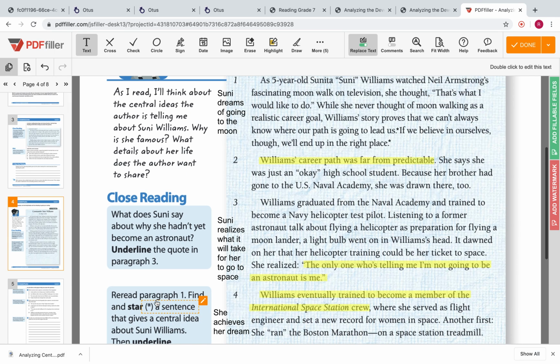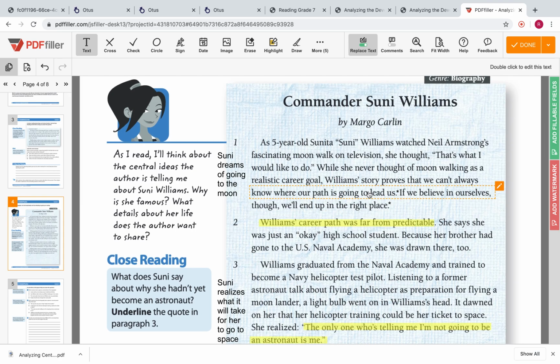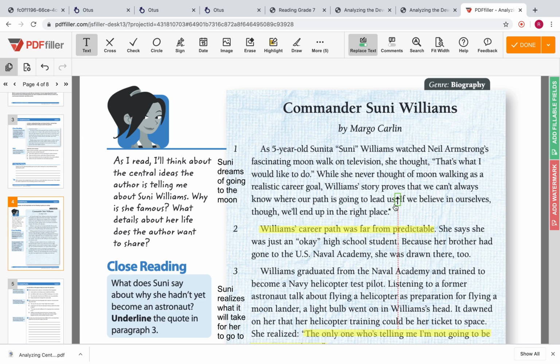So, a central idea about Suni Williams. If you notice, I put this sentence right here as a central idea about Suni Williams. The sentence is, "If we believe in ourselves, though, we'll end up in the right place." This sentence pretty much gives us a very general idea of what Suni Williams' belief was, right? Her way of thinking. She believed in herself, and she is basically telling us that if we believe in ourselves, we will end up where we want to be.